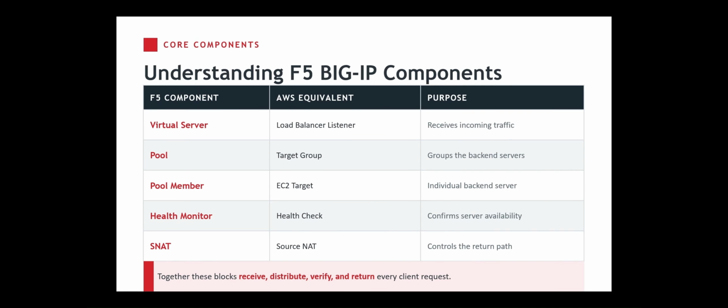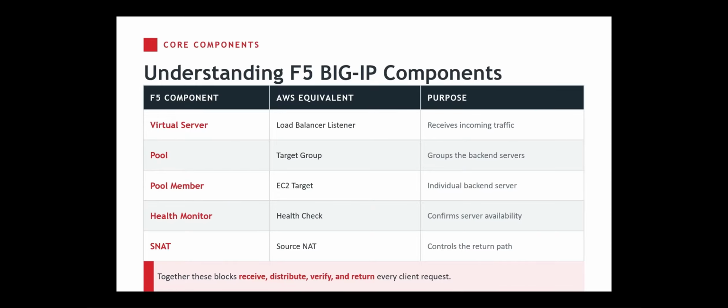If Source Network Address Translation, or SNAT, is enabled, the F5 changes the client's source IP to one of its own self-IP addresses, ensuring that the response returns through the F5. This traffic flow forms the foundation of every F5 deployment.